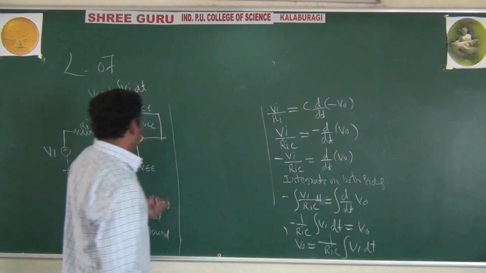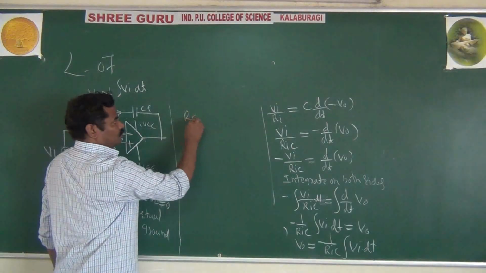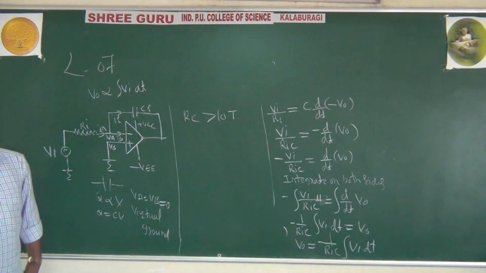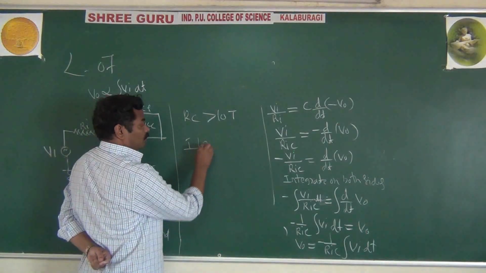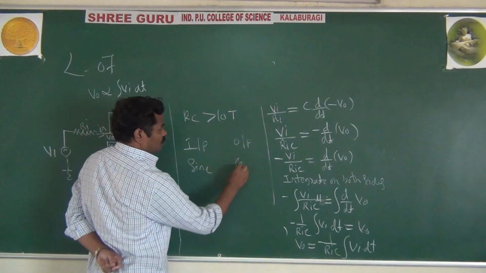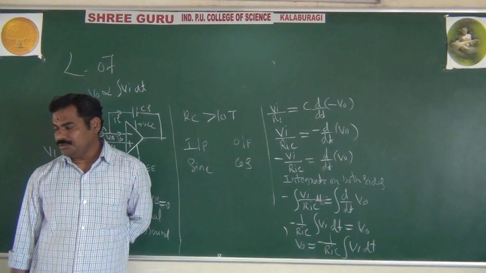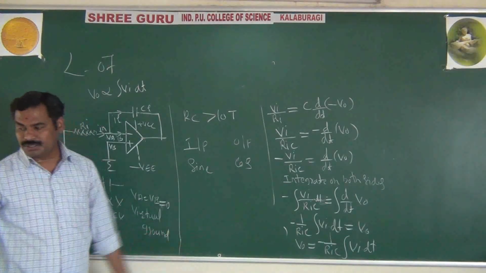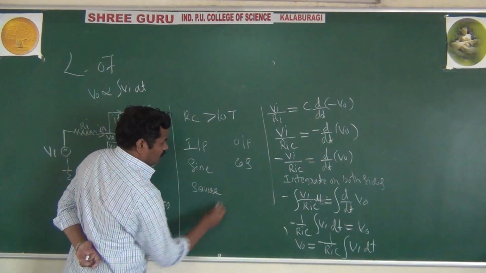And here also, for the proper functioning of the integrator, the RC time constant is more than 10 times the time period. And as usual, as we know, in your input output, if you apply the input as a sine in the integrator, we get the cos in output, and if you apply the square in the input, you get the triangle.